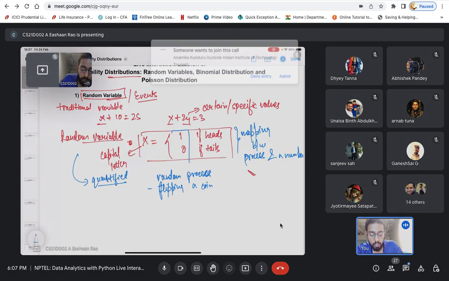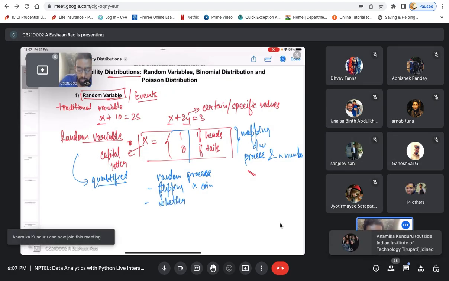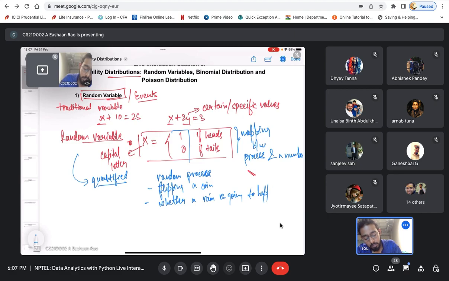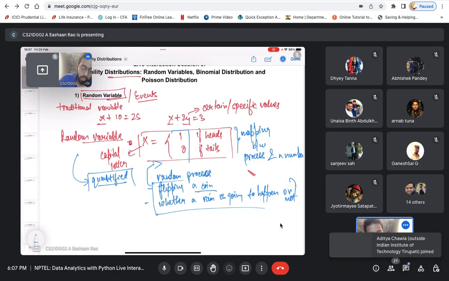or whether rain is going to happen or not. So these are some random processes. We don't know when it's going to happen or how much it's going to happen, and this is something we can do multiple times, infinite times, or a certain number of times. So for these random processes, we define them with certain values. So a random variable is just a mechanism or notation that we use to define them in a much more quantified way.